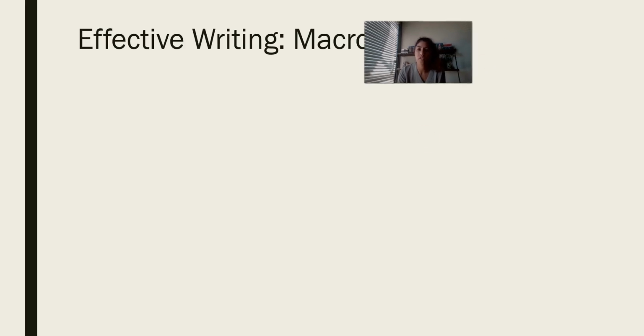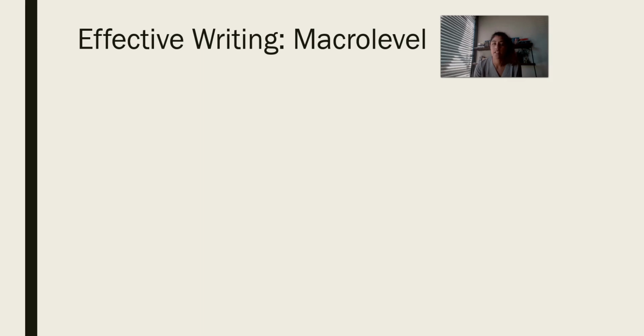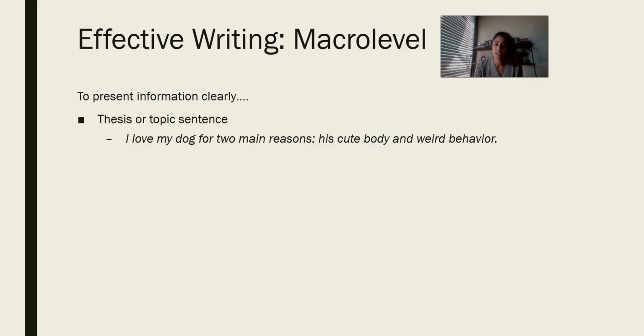Okay, so at the macro level, which is the larger document level and also the paragraph level, you basically want to make sure you're presenting information clearly with a topic sentence. For every paragraph, make sure you have that topic sentence in there so the reader of your technical writing knows what this paragraph is going to be.